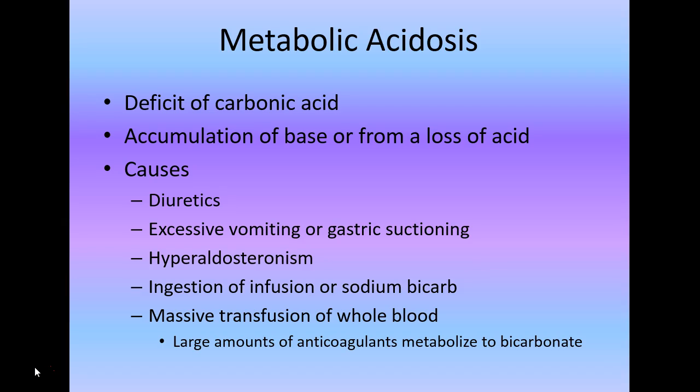Metabolic alkalosis is a deficiency of carbonic acid. It's accumulation of base or a loss of acid. Causes could be diuretics, excessive vomiting or gastric suctioning, hyperaldosteronism, ingestion or infusion of sodium bicarb, or massive transfusion of whole blood. Large amounts of anticoagulants are metabolized to bicarbonate.